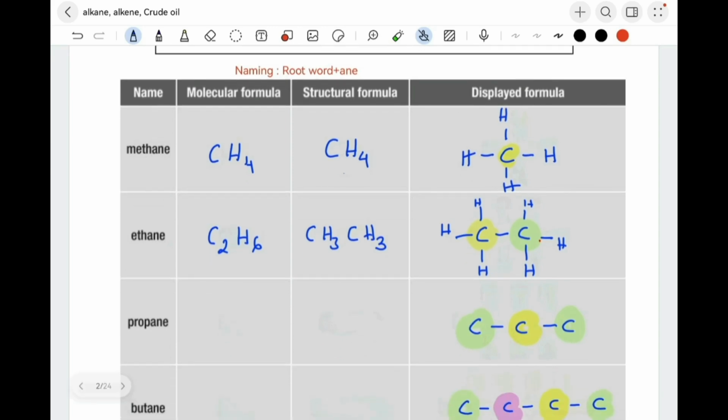For propane, we have 3 carbon atoms. The root word is prop and the name should end with ane. The green one on the right side has already 1 bond, so we need 3 more. And the center yellow one already has 2 lines, so we need 2 more. 1, 2. The left one already has 1 bond in between, so we need 3 more. 1, 2, 3. And fill these with hydrogen.